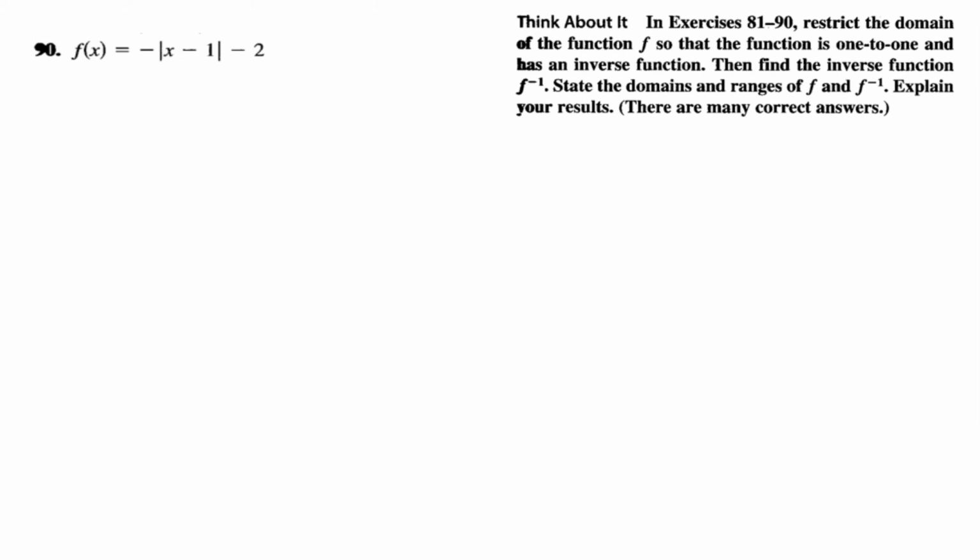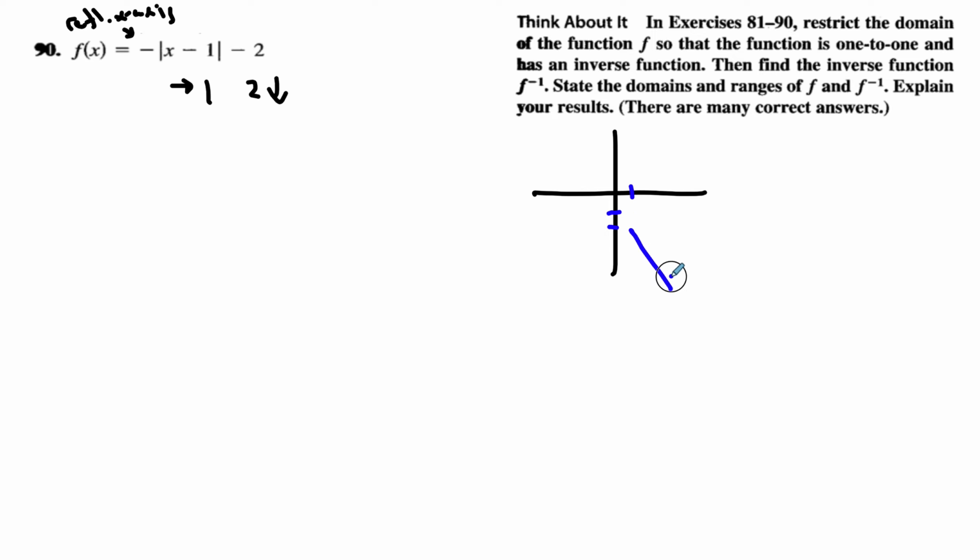One more. Absolute value of... so this is all sorts of fun stuff going on. This means it's been reflected over the x-axis, 1 to the right and 2 down. Which means that if we're looking at where this is, it's going to have a vertex 1 over and 2 down, and it's going to be reflected. So it's going to look like that.